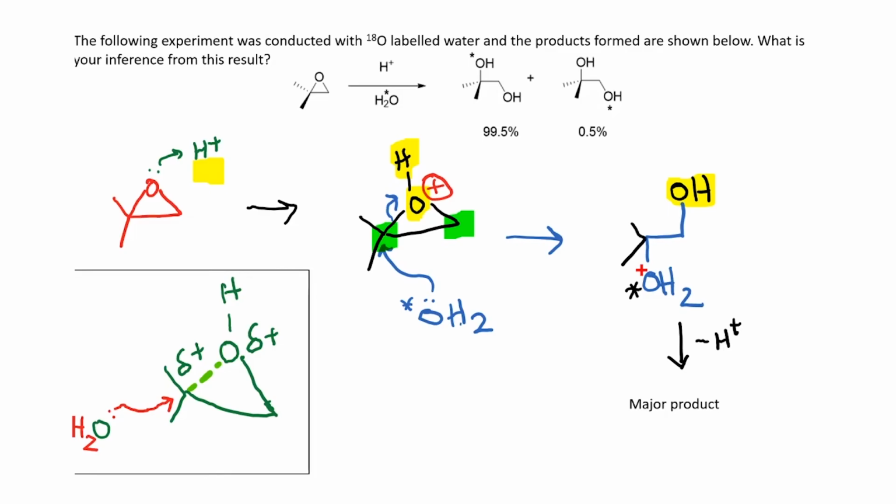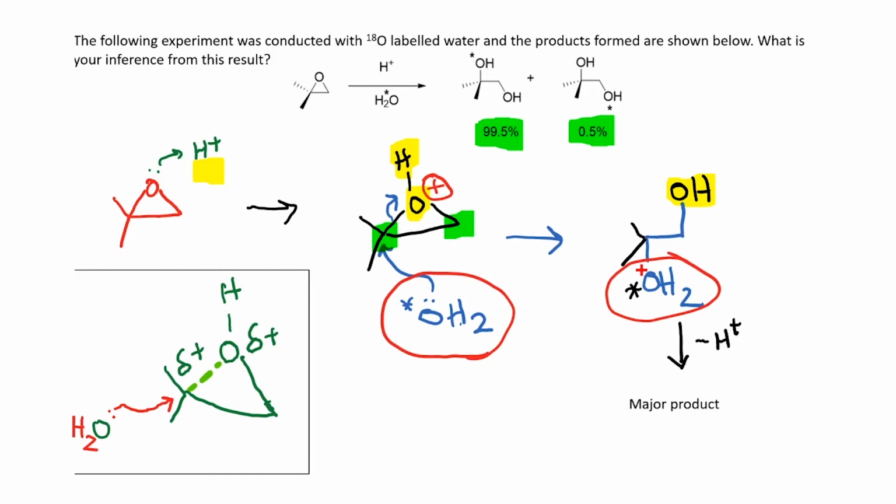Now, given the result that we have, that is, there's 99.5% of this and 0.5% of this, it's highly likely that the attack actually happens the way we have shown it, which is given here. Okay, so it gives you this product with the oxygen label on it, which gives you the major product. Now, based on this proposal, what we can suggest is that, when water attacks this disubstituted carbon, it almost seems like the bond between carbon and oxygen has already started breaking even before the attack of water, because that would produce a stronger positive charge over here, and that makes this center more reactive.